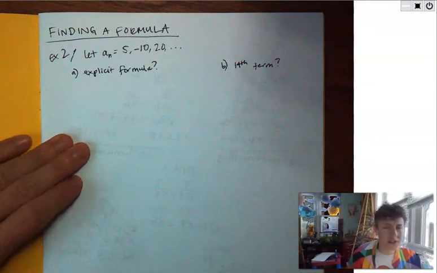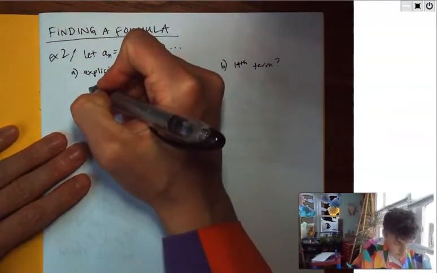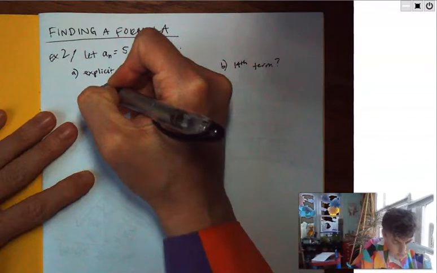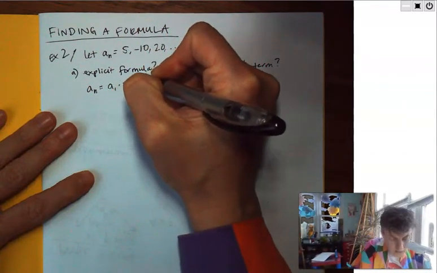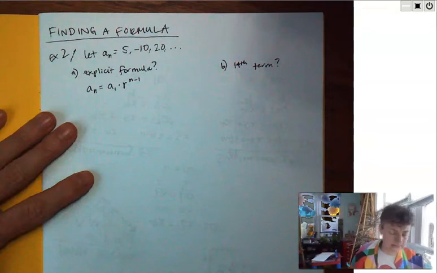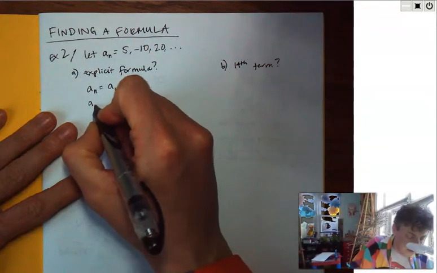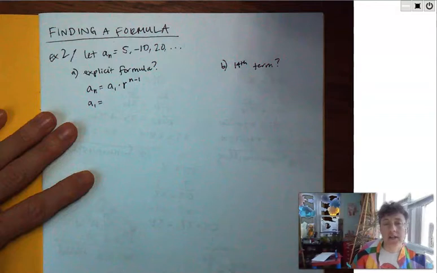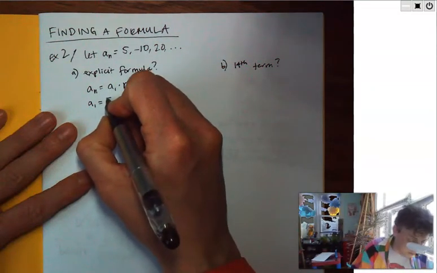All right, well, what's the general formula of a geometric sequence? It is, of course, a sub n equals a1 times r to the n minus 1, where a sub 1 is the first term, and we see that our first term is the number of fingers on your hand, if you have a normal number of fingers, which is 5.